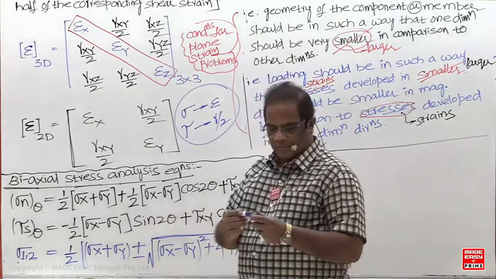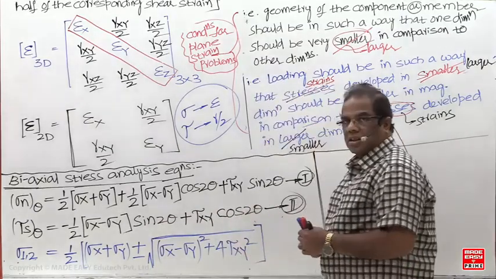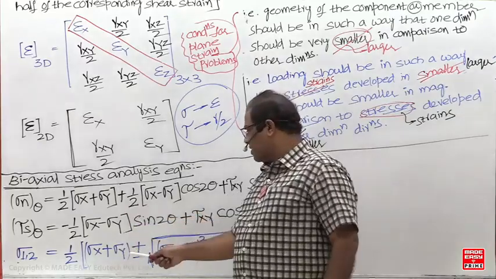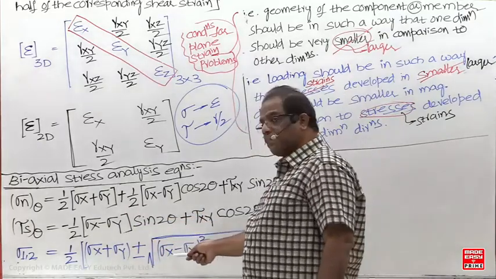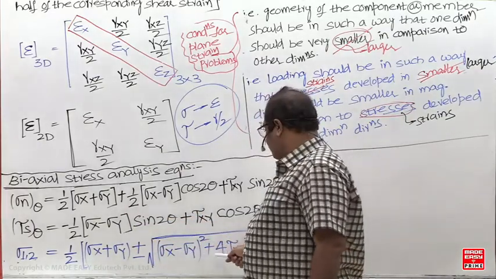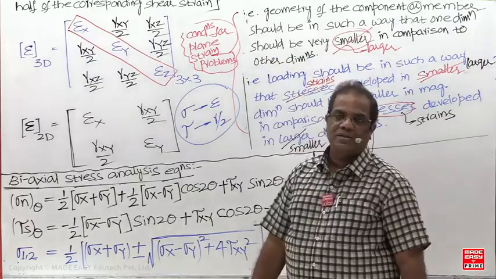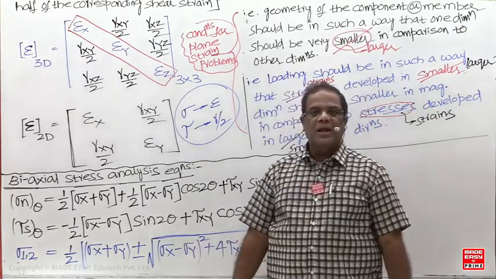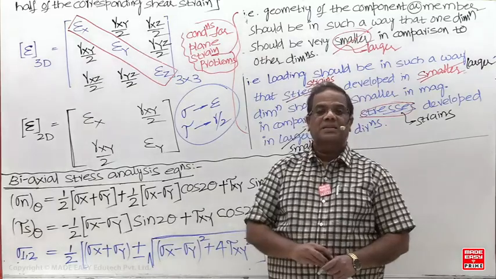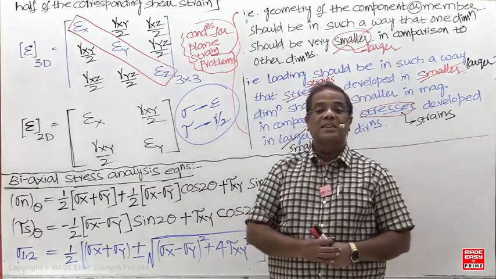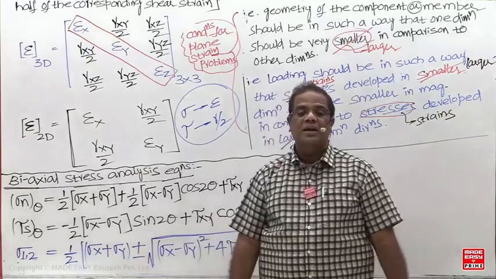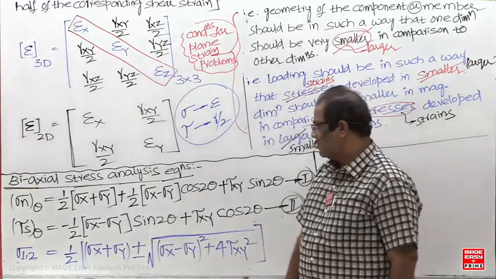So the principal strain equation is: 1 by 2 (epsilon x plus epsilon y) plus or minus square root of (epsilon x minus epsilon y) whole square plus 4 (gamma xy by 2) whole square. And if you add these two equations, what do you get? Yesterday you studied the sum of the principal stresses, which is sigma x plus sigma y. If you add these two equations, you are going to get sigma x plus sigma y.